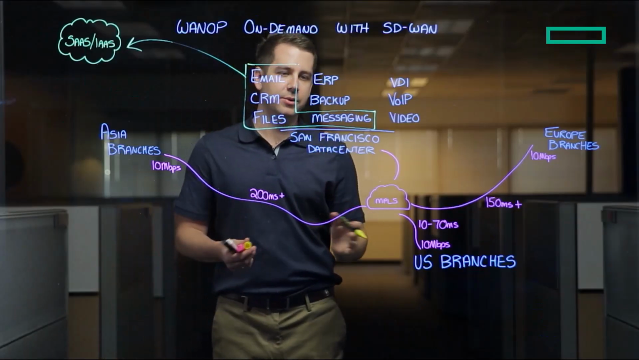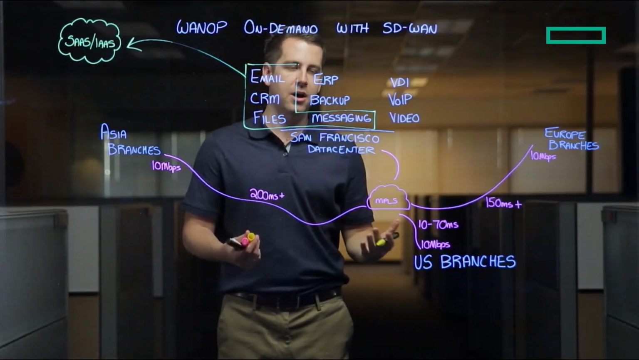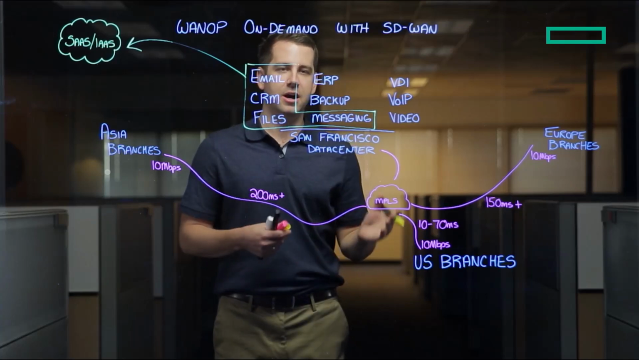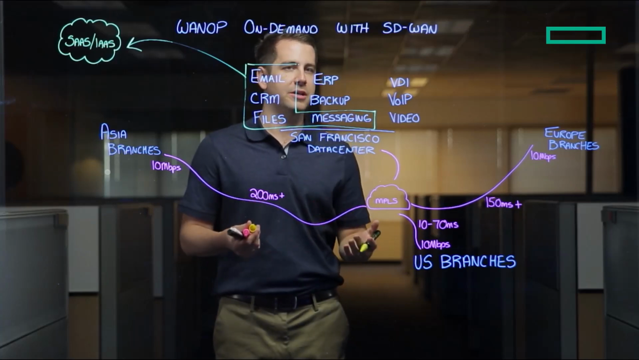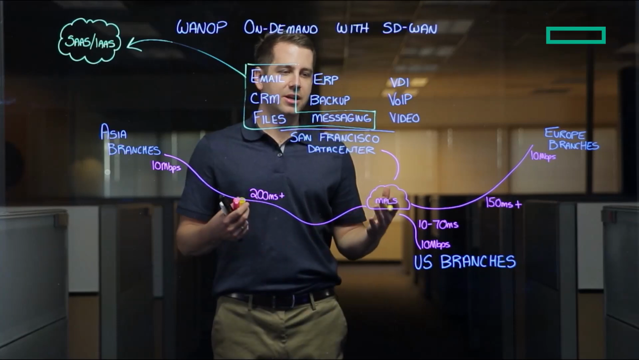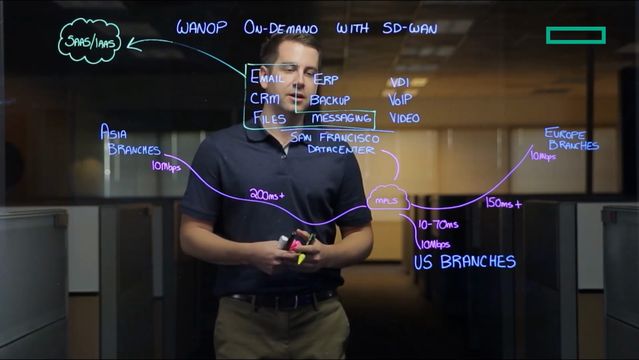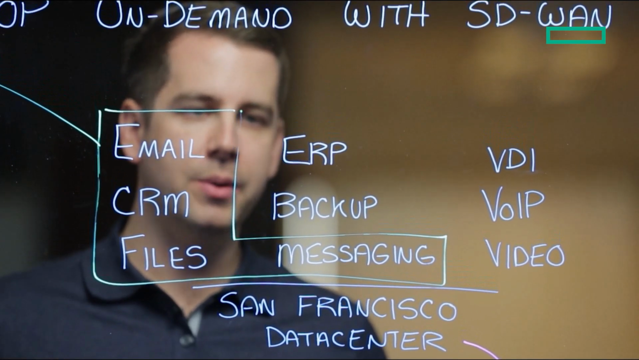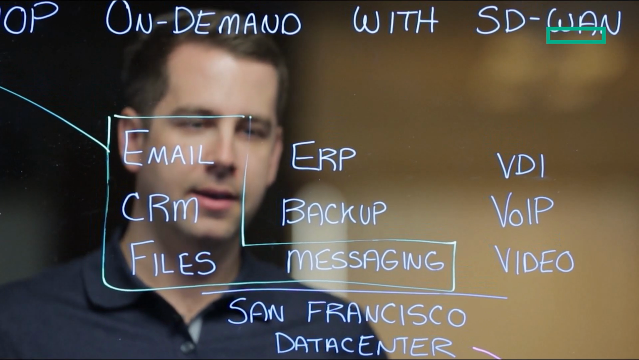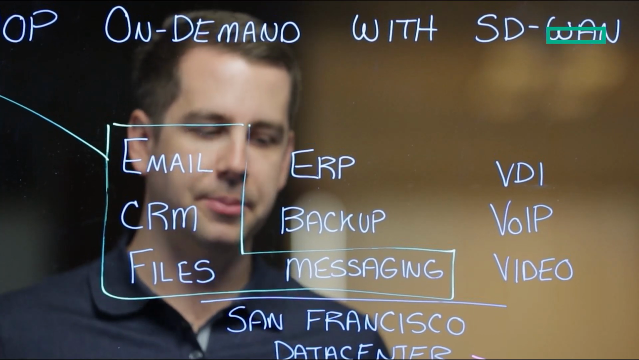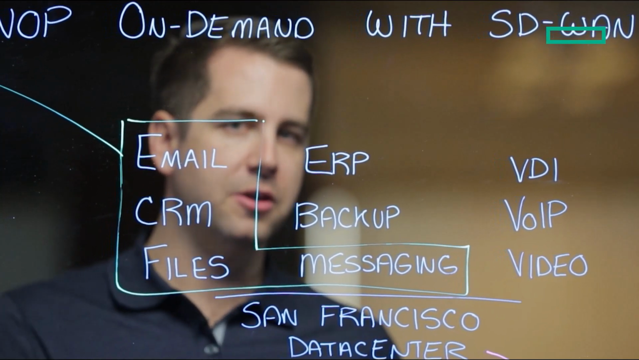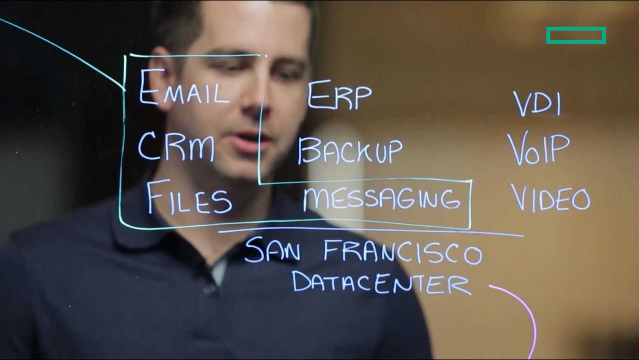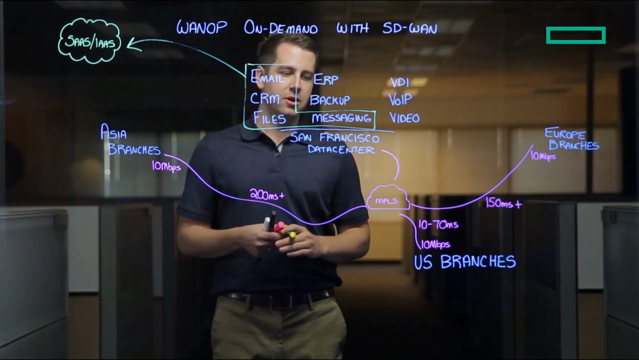And so immediately we see that there's an issue. If I've bought WANOP for my entire network, well, now I'm optimizing applications that maybe aren't even there anymore. And so the value of trying to optimize the entire circuit and optimize every application changes tremendously here. And so what we want to do with SD-WAN is we want to look at optimizing just the applications that need it.